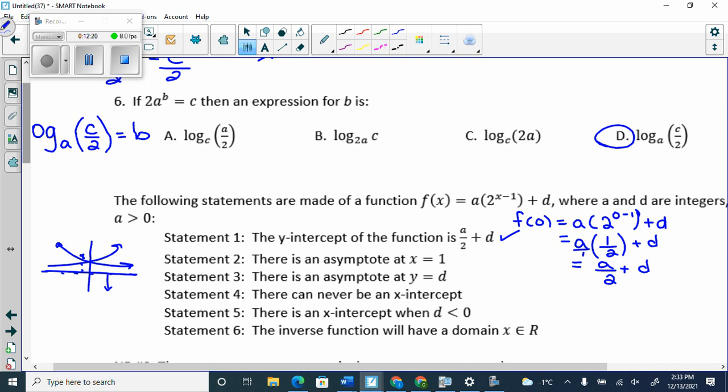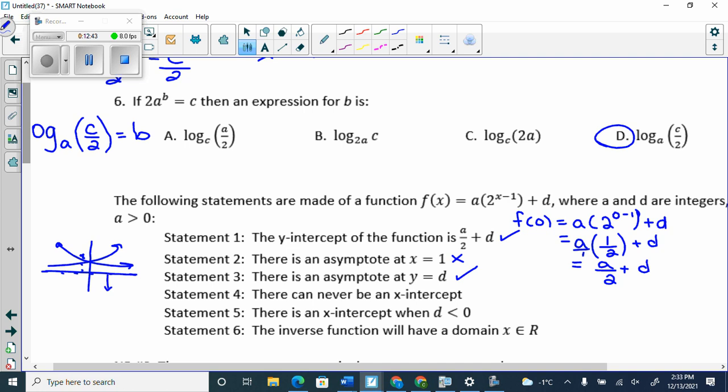Then there's an asymptote at x equals. There's never going to be an asymptote at x equals. X equals are vertical asymptotes. It's not going to happen on an exponential function. There is an asymptote at y equals, horizontals, y equals d, which is true. It's y equals your vertical translation.